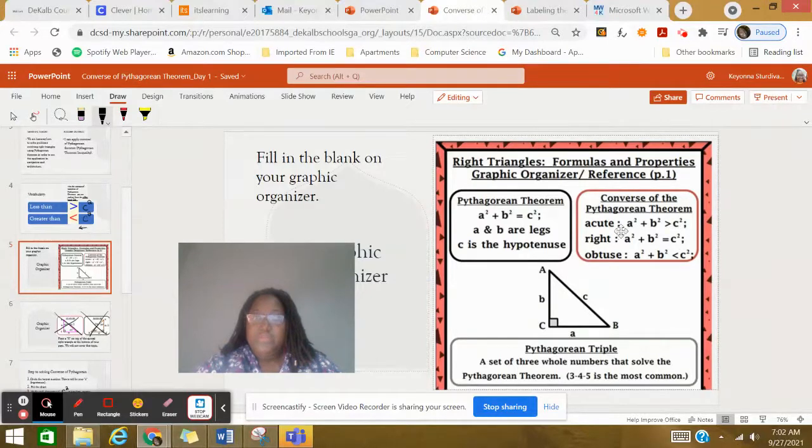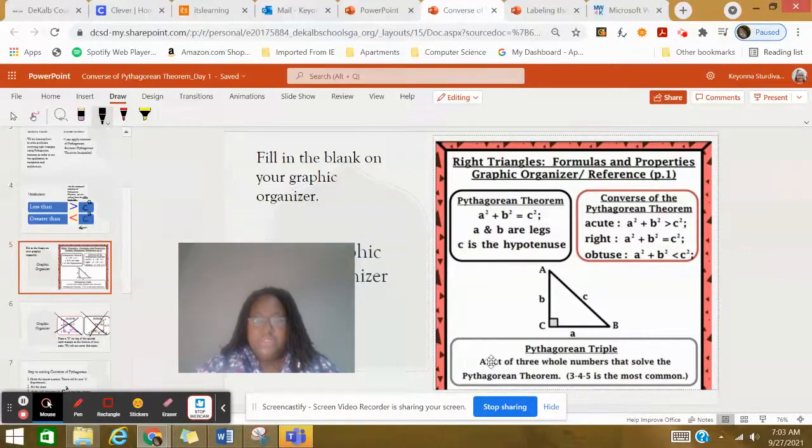Again, we're reading this from the right hand side. It says a squared plus b squared, and this is saying if c squared is less than a squared plus b squared, then it's going to be acute. If a squared plus b squared is equal to c squared, then it's going to be considered a right triangle. And if c squared is greater than a squared plus b squared, then it's going to be obtuse. Again, you're reading these from the right side instead of from the left.